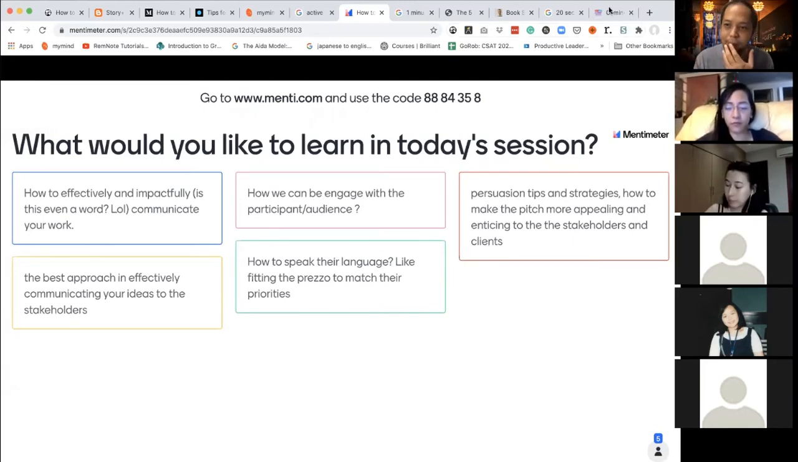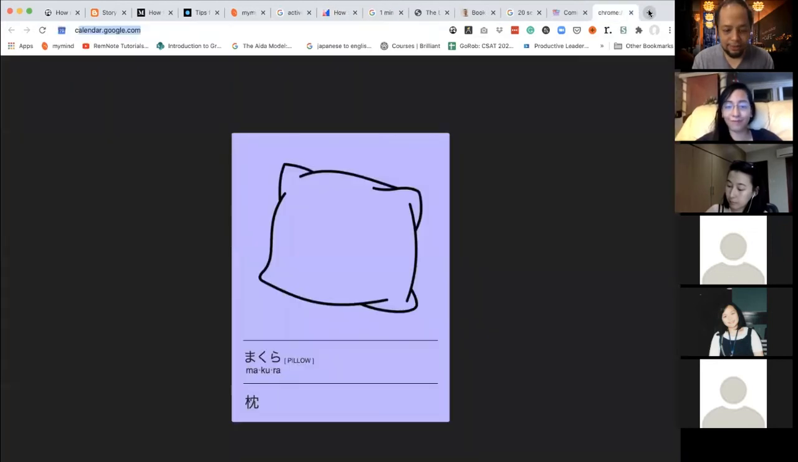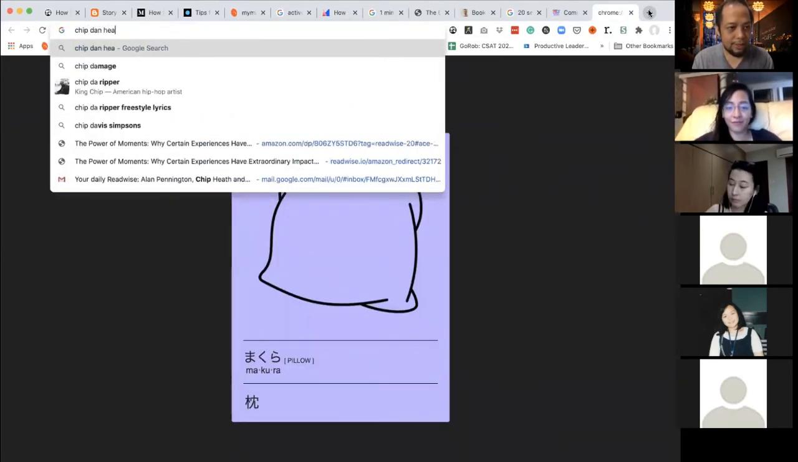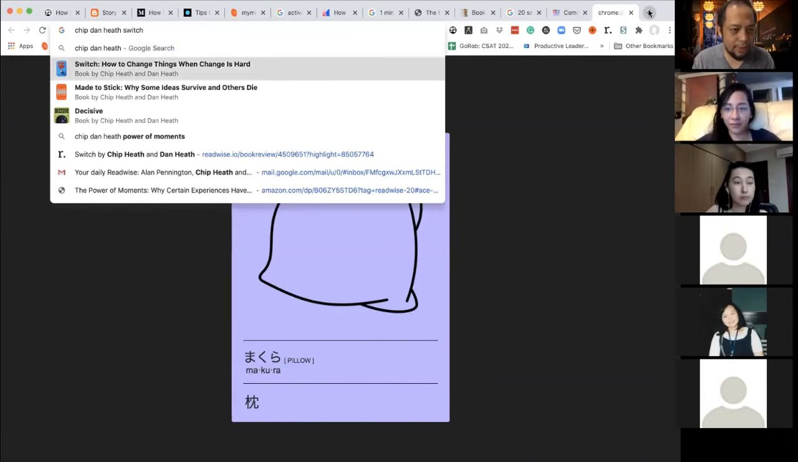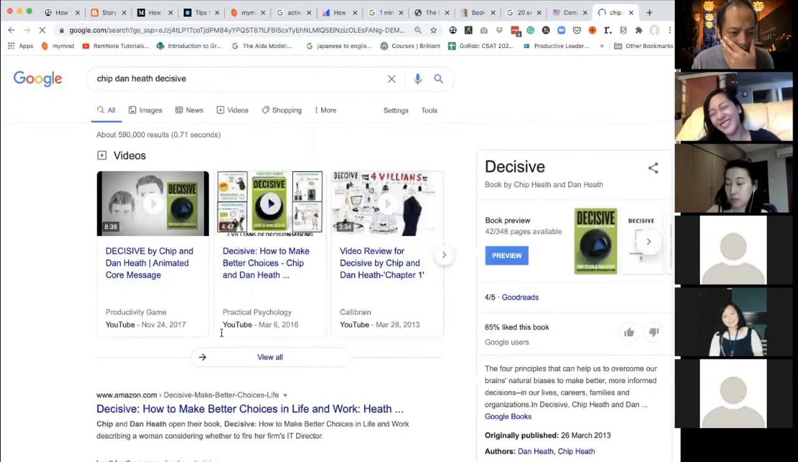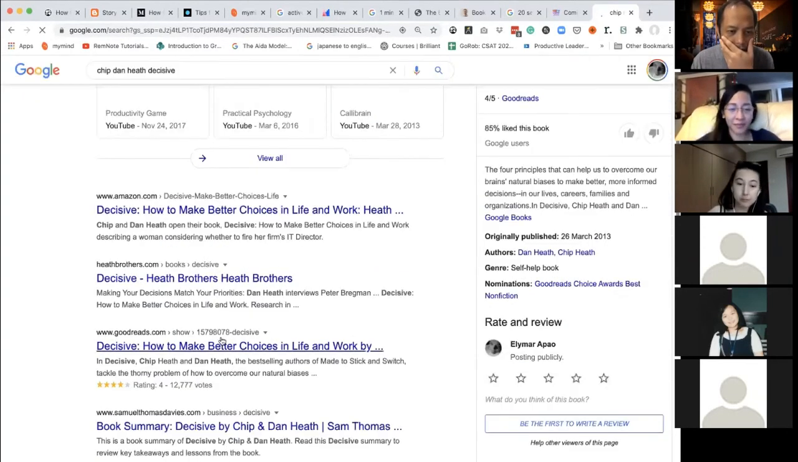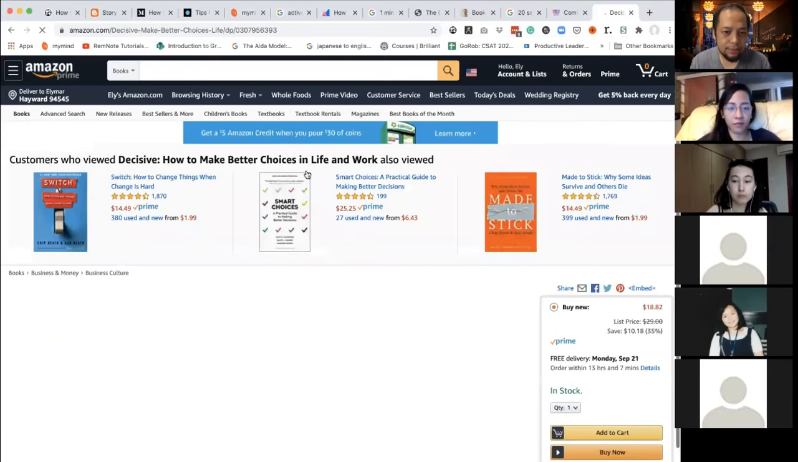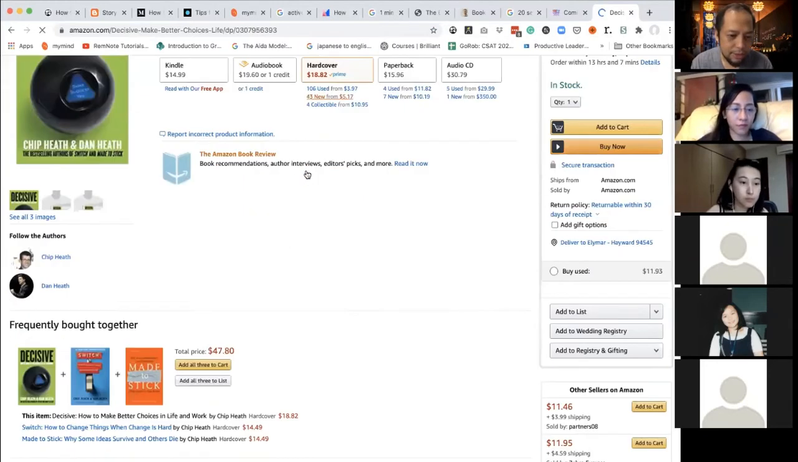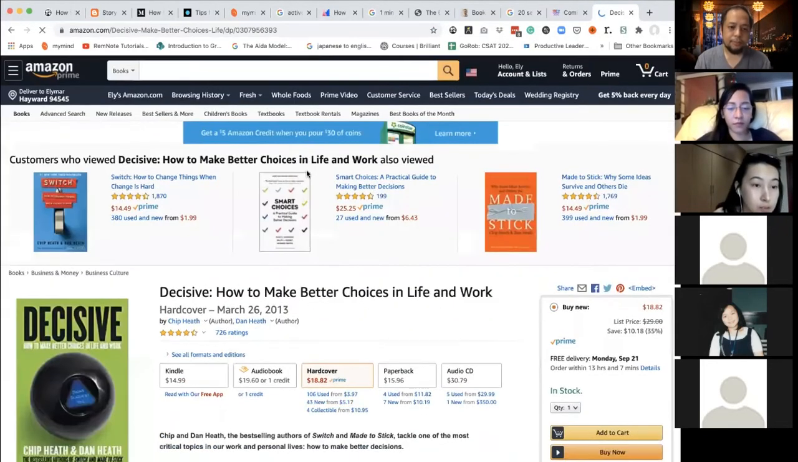And there's an important book that I can reference for that. Chip and Dan Heath. I think it's Decisive, Better Choices. Yes. So this is a nice book you can reference. Meron silang framework na ginagamit dito when making decisions, it's not this or that.